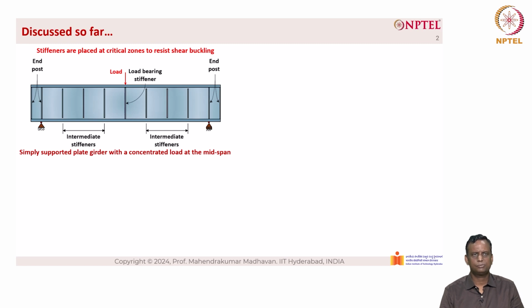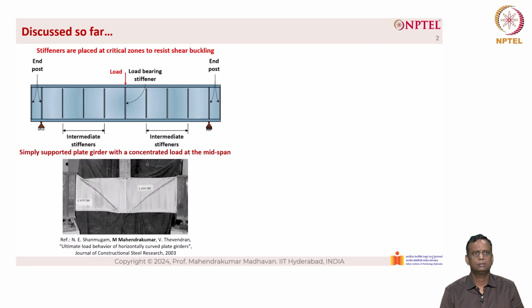These intermediate transverse stiffeners are simply provided to resist shear buckling, and it is mainly to improve the shear buckling capacity of the webs and to introduce what is known as tension field action.